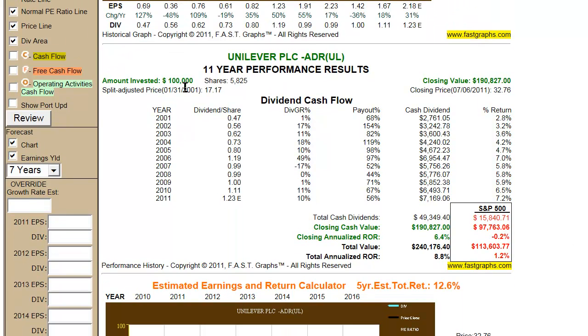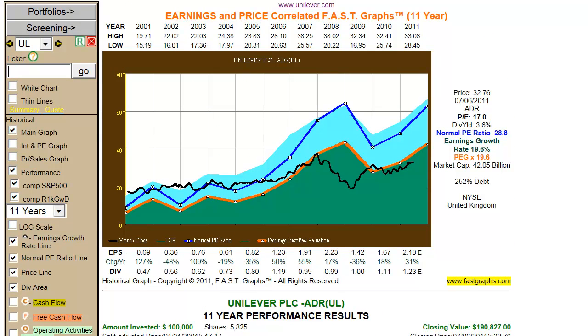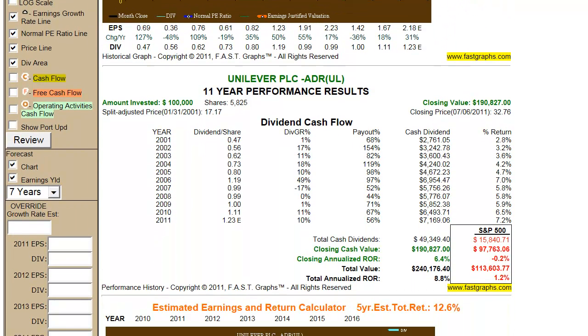A $100,000 investment in Unilever would have grown to about $190,000, averaging about a 6.4% compounded return. The difference between that and their earnings growth rate has to do with the beginning overvaluation that we see here. But otherwise, you can see that the dividend growth has been very attractive.